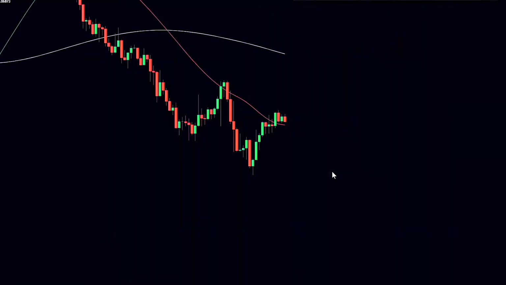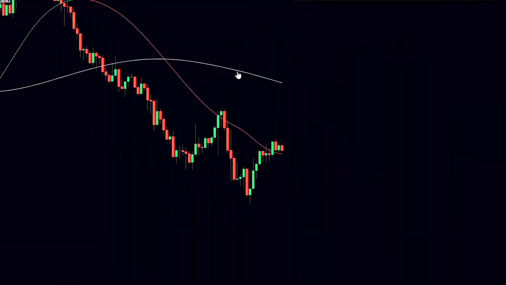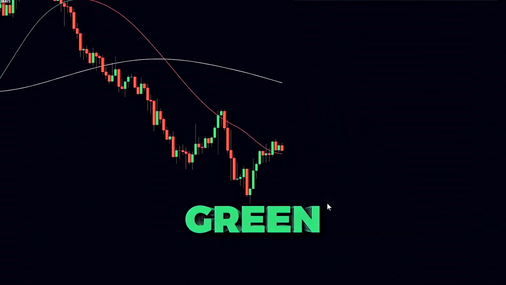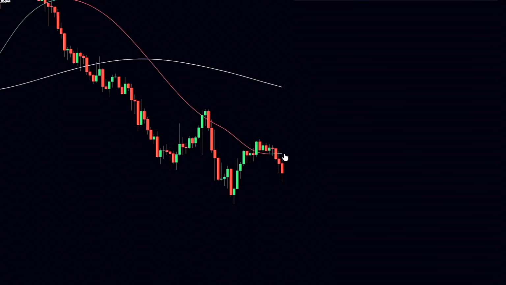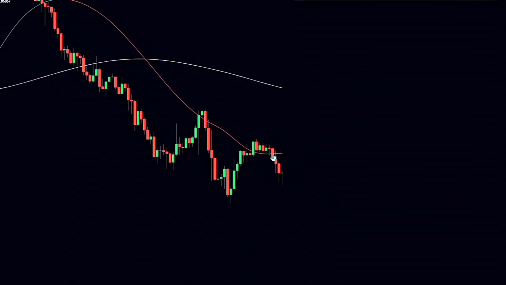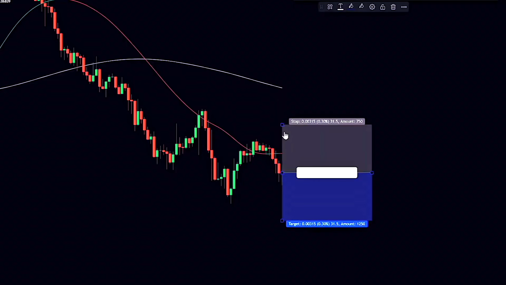Solid setup. Now, for a short trade, do the opposite. Price below the white average KNN classifier for a bearish trend. Red KNN classifier turns green for a pullback, or let's say no closes above the white line. Then back to red to end the pullback, and then enter short.